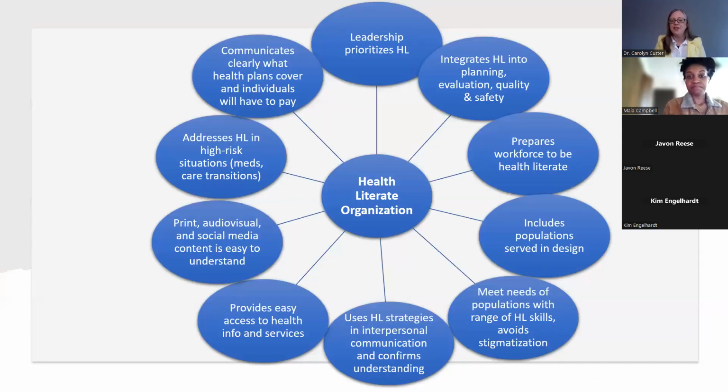And here's a chart that shows that. We're not going to go through every spoke, but this is what a health literate organization looks like. So it has to start from the top. Leadership has to prioritize health literacy. And then it goes into every part of operations. So just something to consider as you work with your teams to create health literate environments, that these are some of the components.